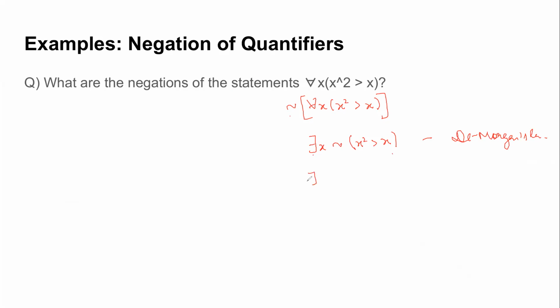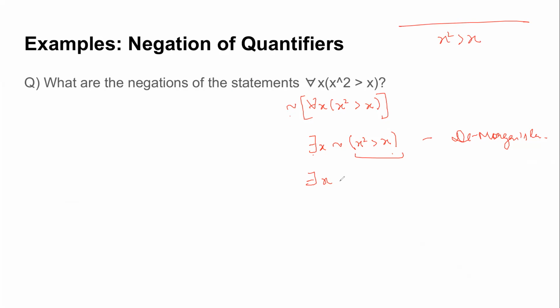Okay. Now, if you have to write the negation of x square is greater than x, what is the negation of this statement? Okay, so I have x square is greater than x. What is the negation of this statement, class? What is the opposite of this statement? Less than or less than equal to?